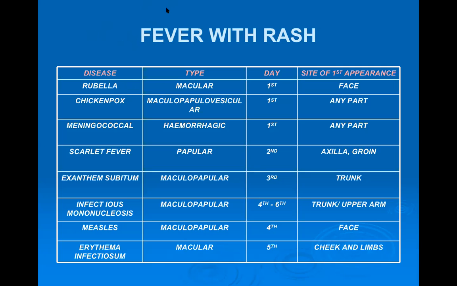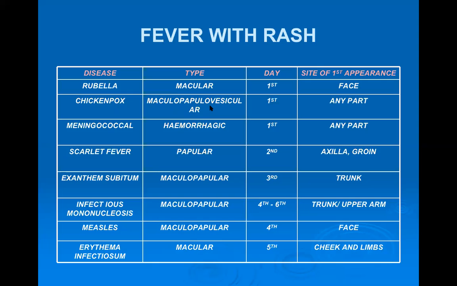Now another type of infection which causes fever with rash is chickenpox. It is a very common infection in the pediatric age group. The type of rash produced by chickenpox is maculo-papulo-vesicular rash. Now, all three different types of rashes are there. Macule, I've just explained the meaning. Papule means a slightly elevated area on the skin, and the size is still less than 5 millimeters, and we can feel them.